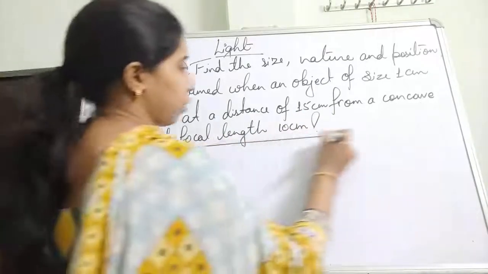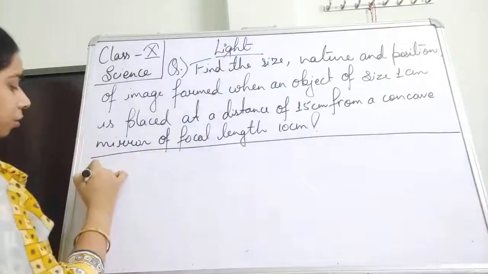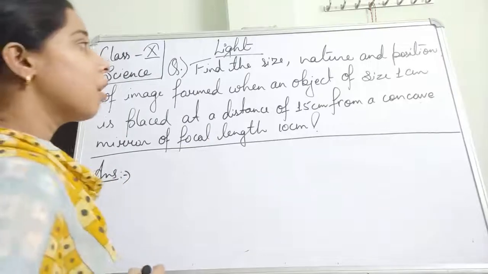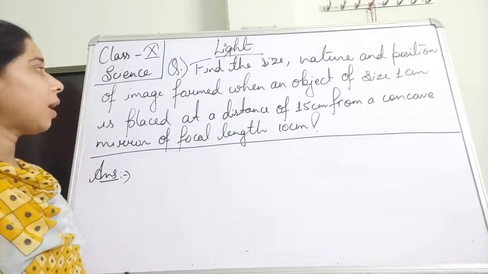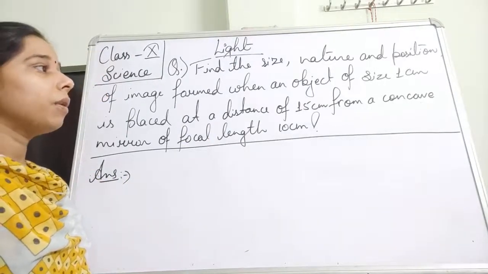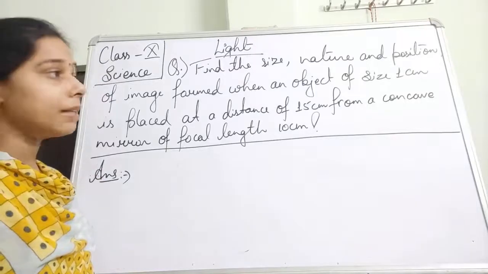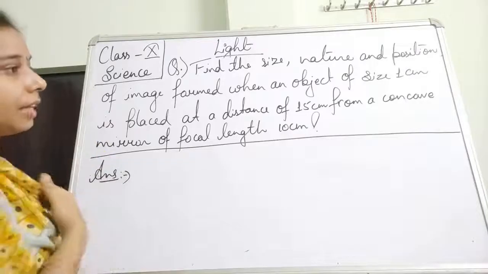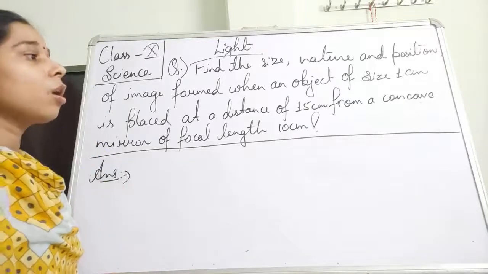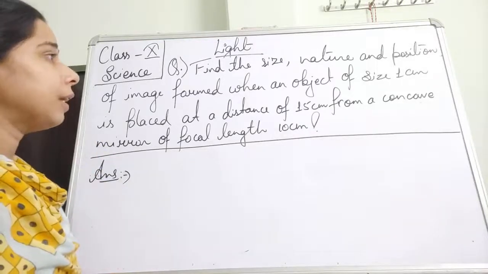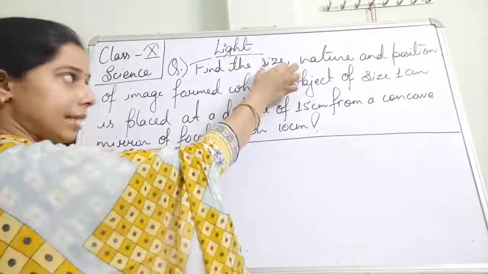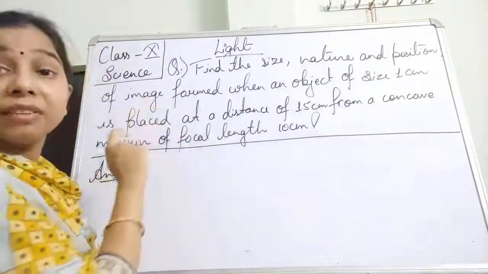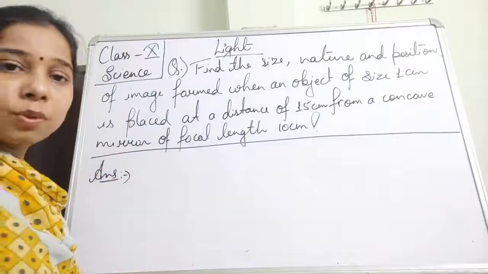Now let us find out the answer of that. So the question is, find the size, nature and position of the image formed when an object of size 1 centimeter is placed at a distance of 15 centimeter from a concave mirror. So first of all, what we have to find here, students, is the size, the nature and the position of the image. So what are the things which are given here?